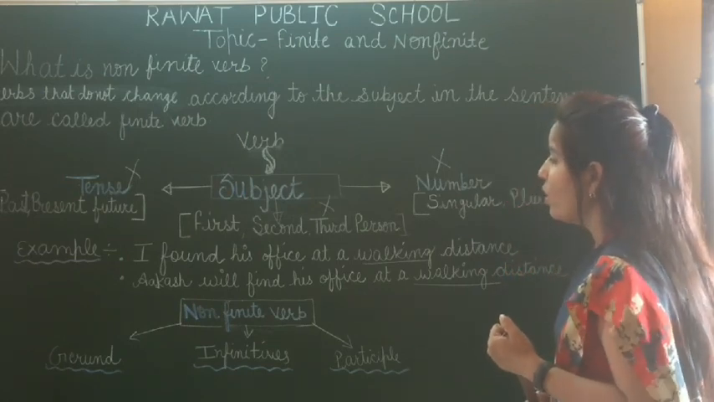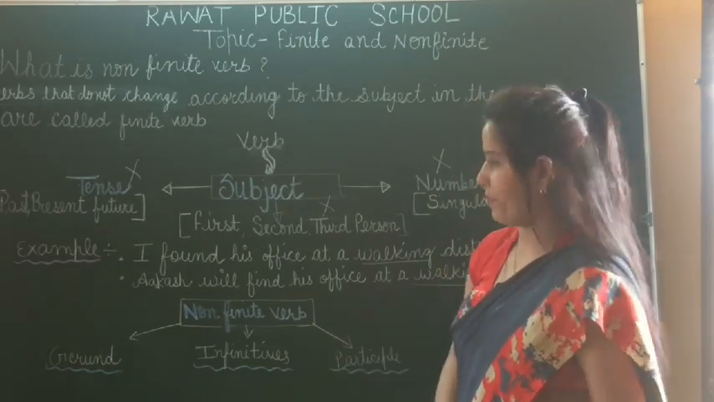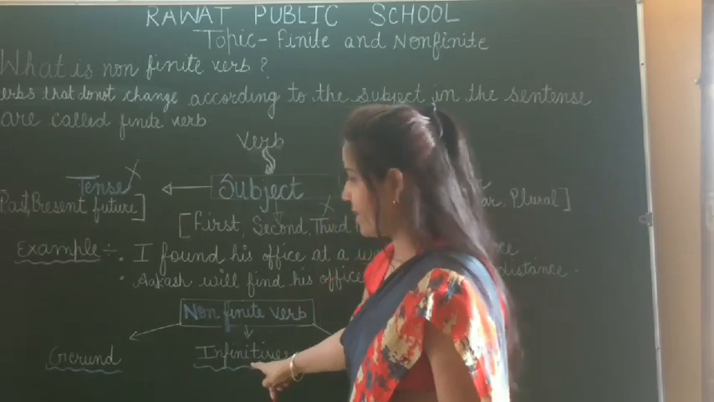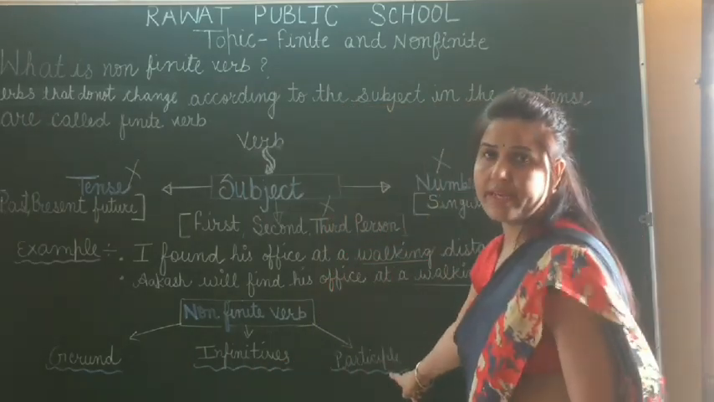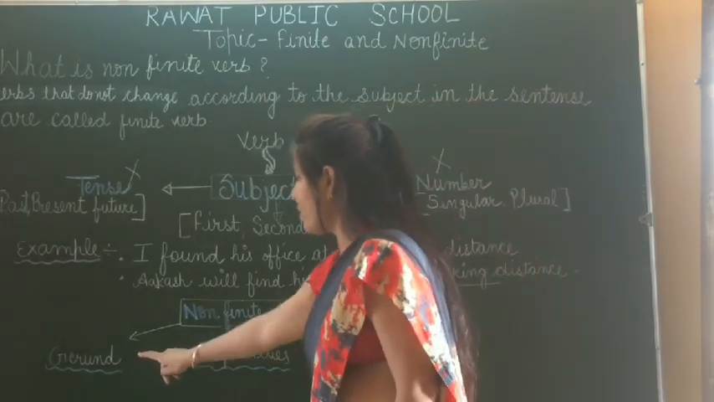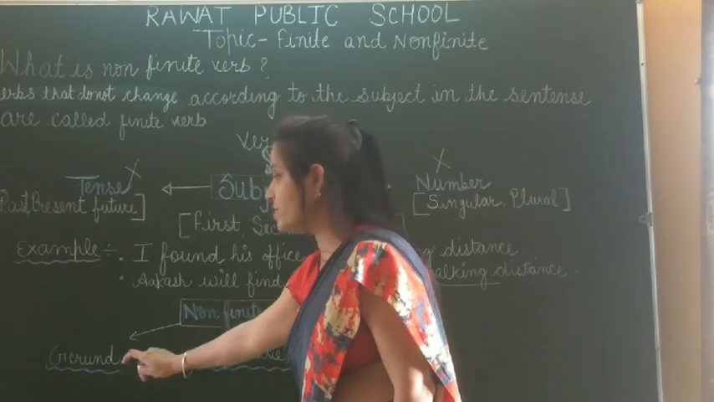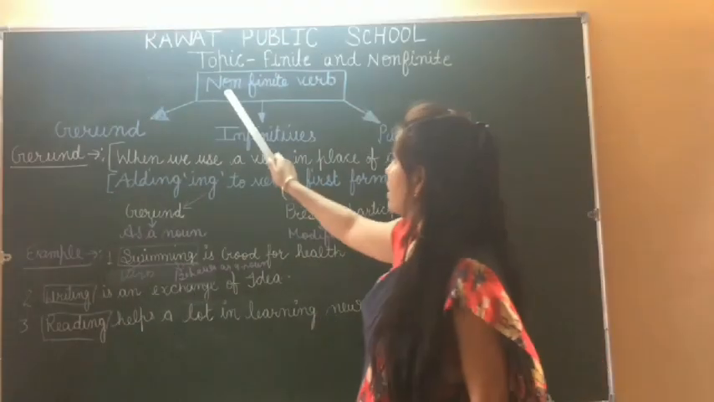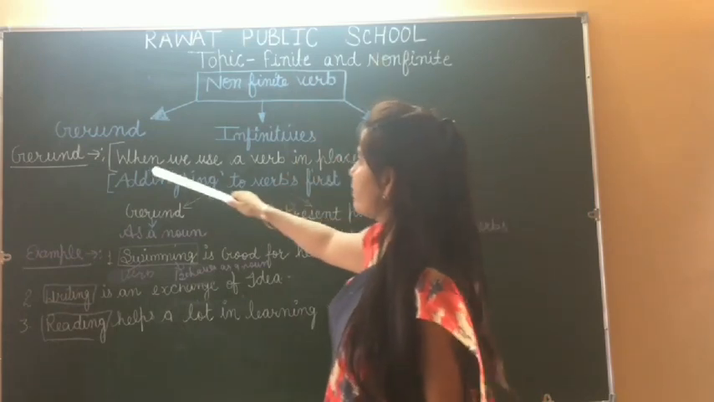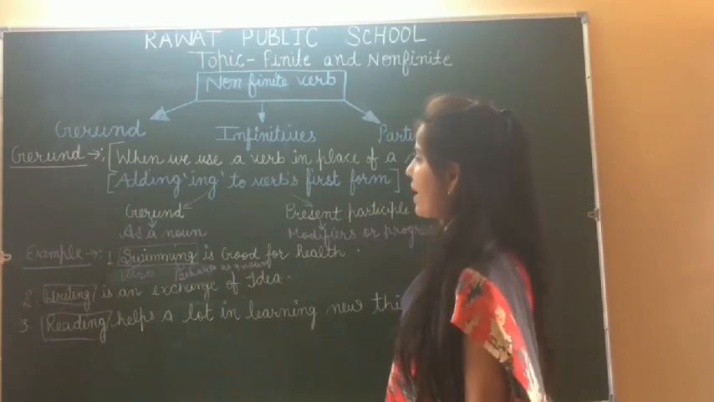Now the kinds of non-finite verb. First is gerund, second is infinitive, and third is participle. Now I will explain the first kind of non-finite verb, the gerund.